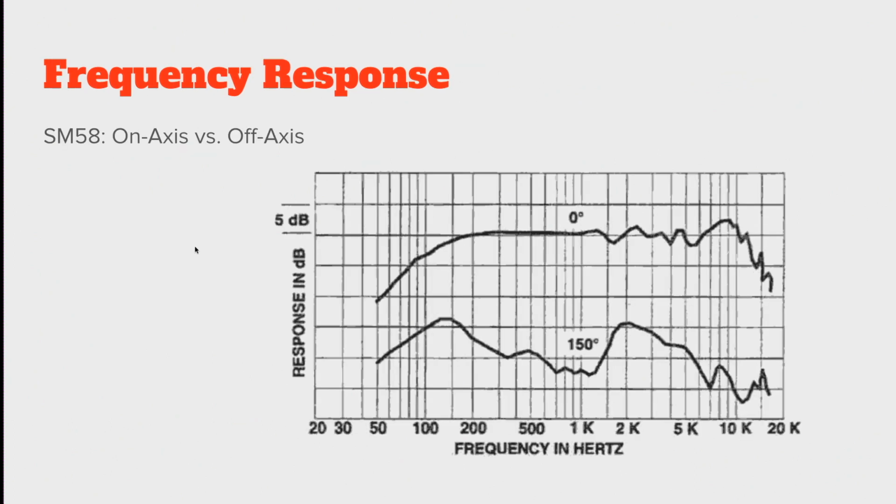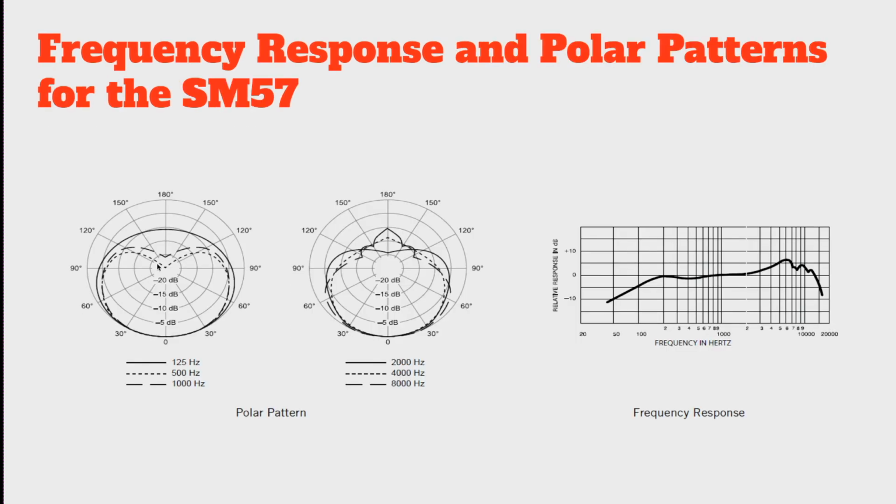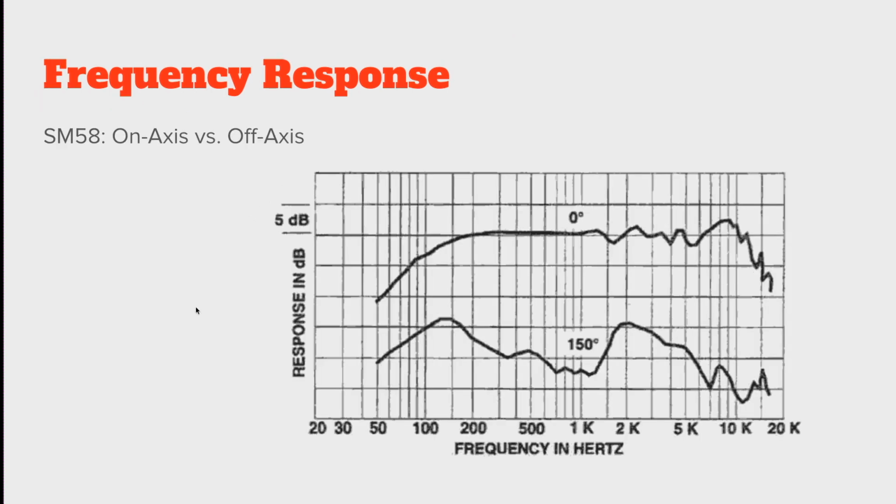So here we can see another way of representing the polar response charts that we were seeing here. Again, if we pick any angle, if we pick our 0-degree angle, we get this frequency response that we see on the right side. But if we pick any other angle, we're going to get a different frequency response. And on this next slide, we see that represented on the same chart.